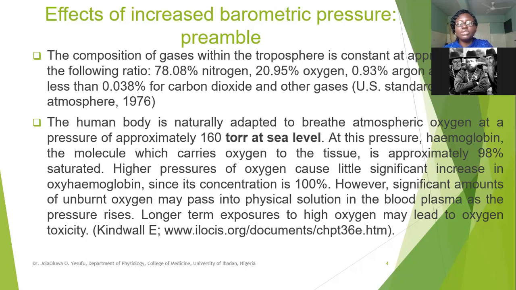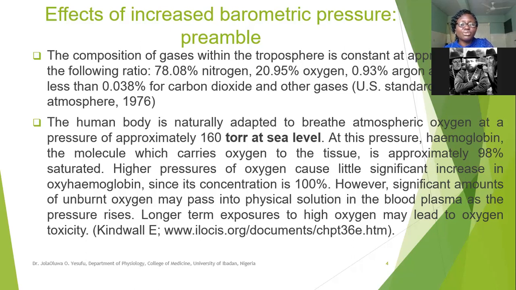Now, our human body is naturally adapted to breathe air from the atmosphere. Remember, atmospheric air is the same as the air you breathe from the atmosphere. The human body is naturally adapted to breathe that air at a pressure of 160 torr at sea level. Torr simply means millimeters of mercury. Remember that your hemoglobin has to combine with molecules of oxygen. The molecule that carries oxygen is hemoglobin, and it has to be saturated at approximately 98%.